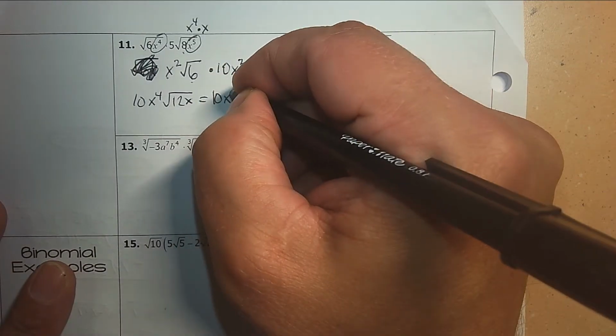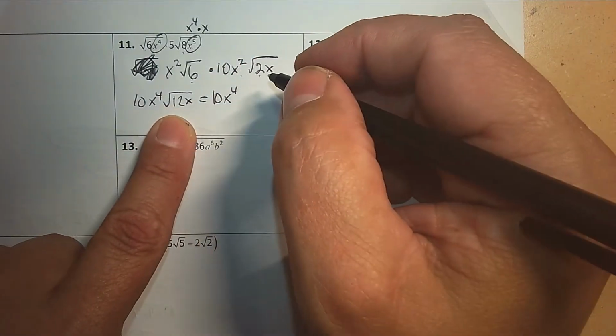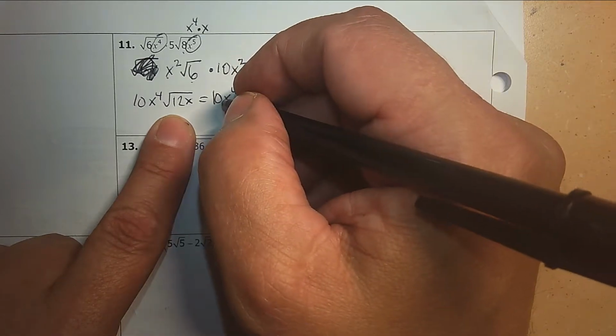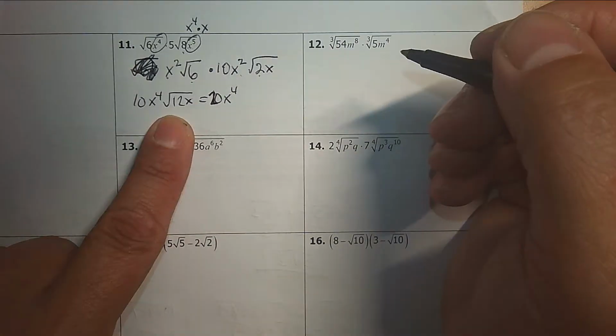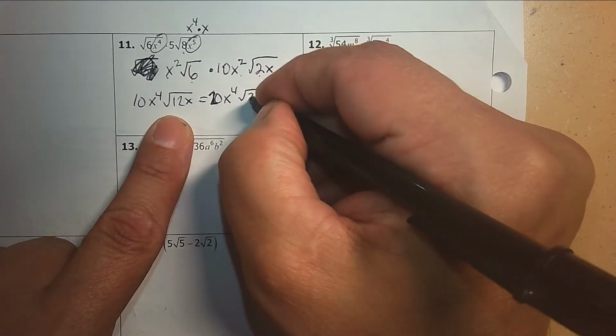12 is 4 times 3. So the square root of 4 is 2. So 2 times 10 makes it 20. And what's left behind is 3x.